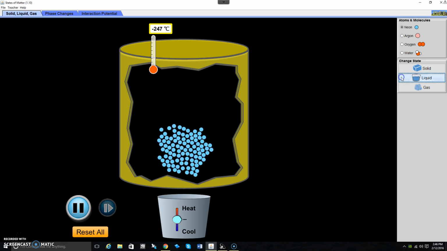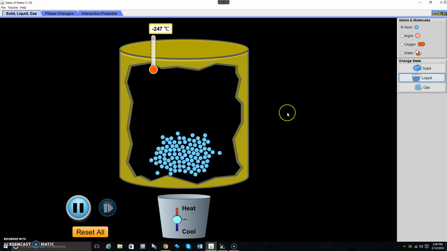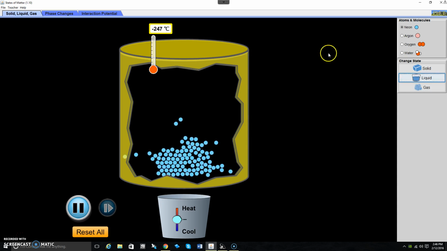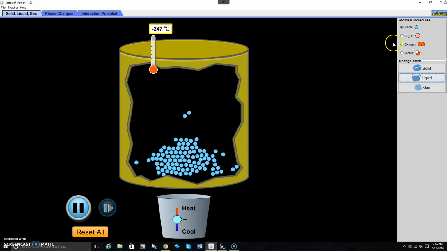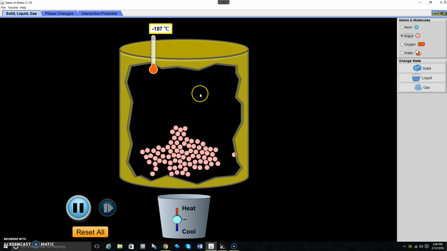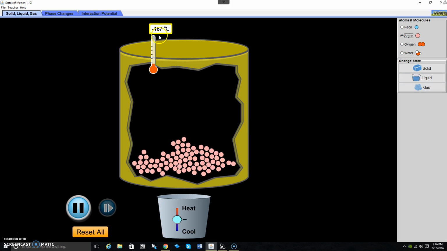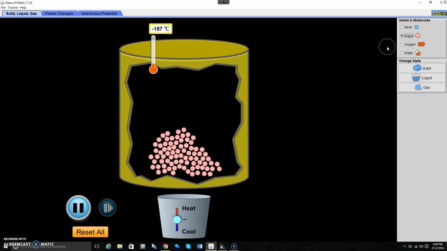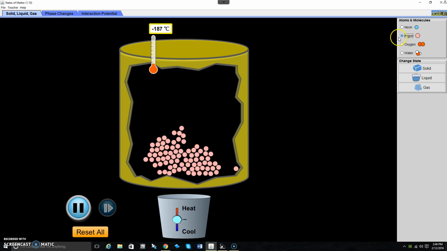So for neon, we'll see that the liquid phase for neon is about minus 247 degrees centigrade. Now when we switch to argon, we would expect its temperature in its liquid phase to be higher, and it is indeed, by about 50 or 60 degrees centigrade. And this is what we expected.